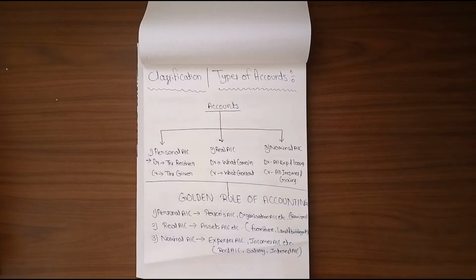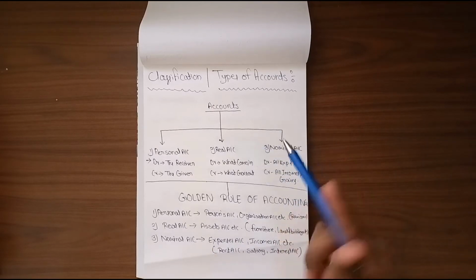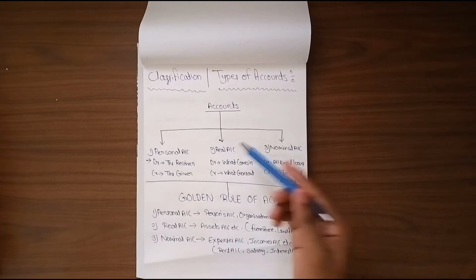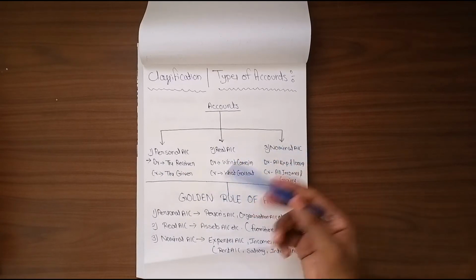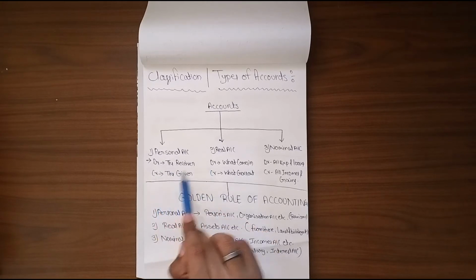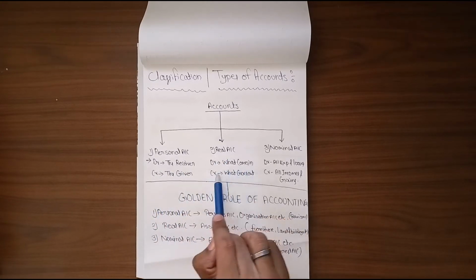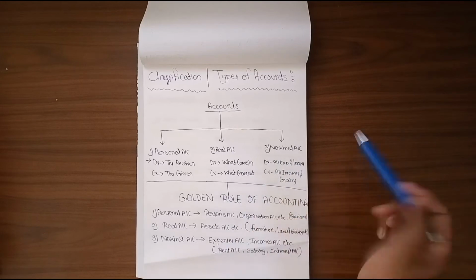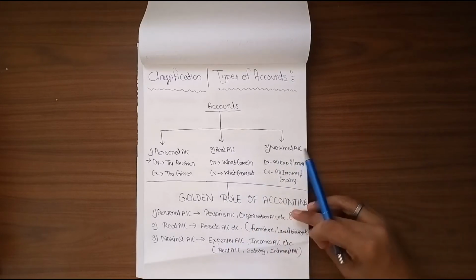When somebody asks what is the golden rule of accounting, you just have to say that personal account, real account, and nominal account are the types of account. And in personal account, debit the receiver, credit the giver. Real account, debit what comes in, credit what goes out. Nominal account, debit all expenses and losses, credit all incomes and gains.